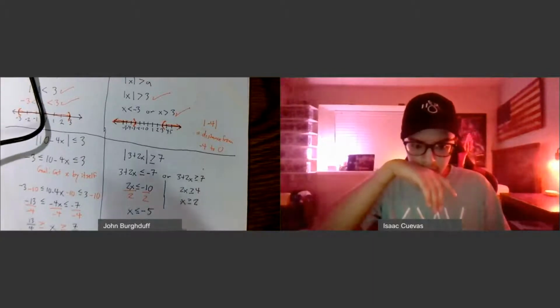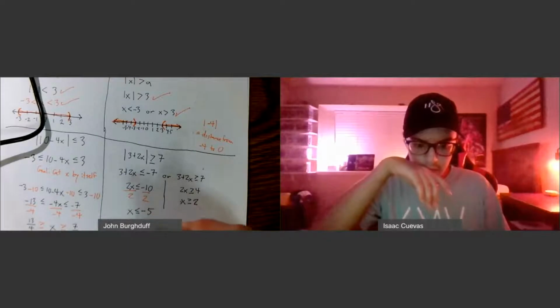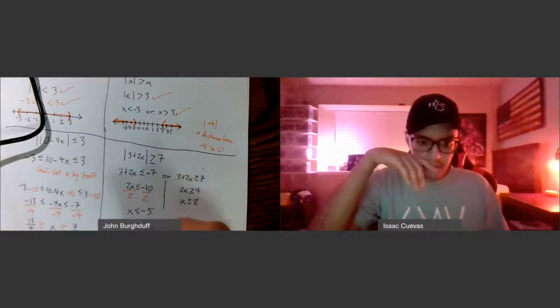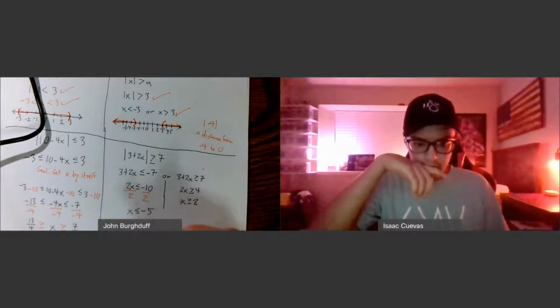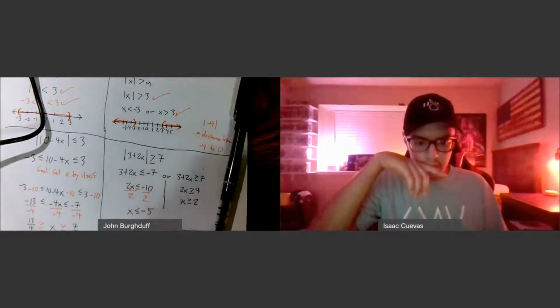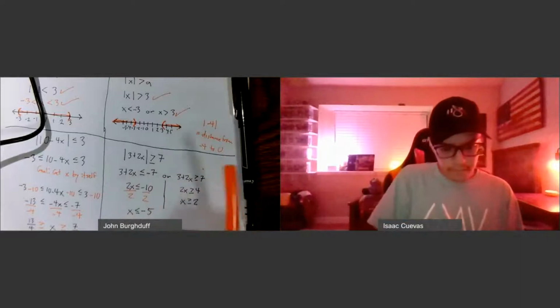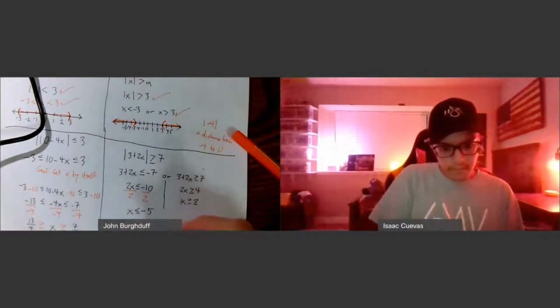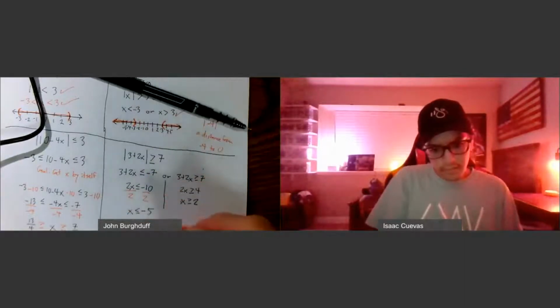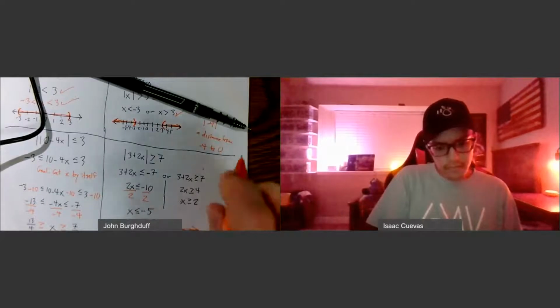They probably won't ask you to put this on a number line, but I'm going to do it just this one time. x less than or equal to -5 goes this way, and x greater than or equal to 2 goes this way. So see, there's two separate intervals.